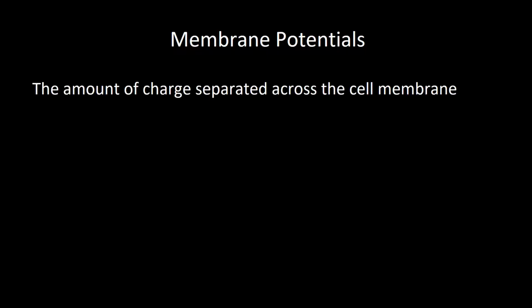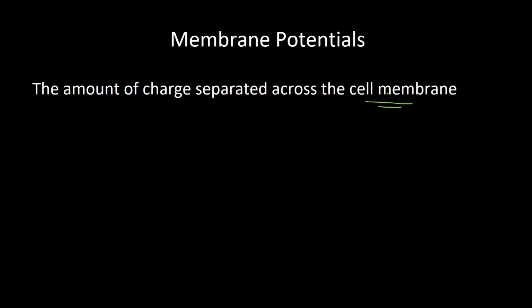Okay, so we're going to add a word. So a potential, you know what that is. Now we're adding membrane. So instead of being separated across space, now the charges are separated across the membrane. If I say cell membrane, if I talk about a membrane potential, I have to be talking about a cell. If I just say potential, I could be talking about anything. But a membrane potential adds information. Here we're talking about the separation of charge across a cell membrane.